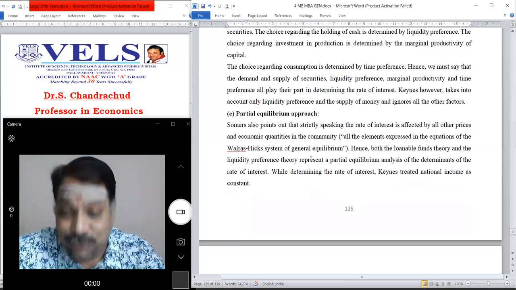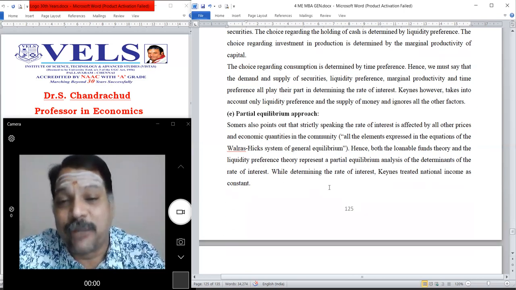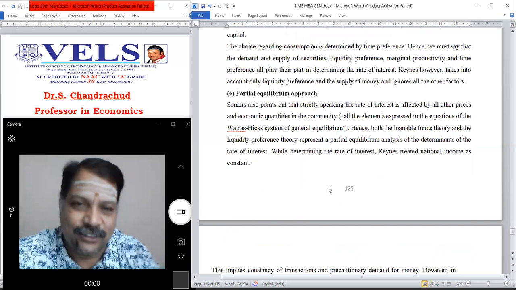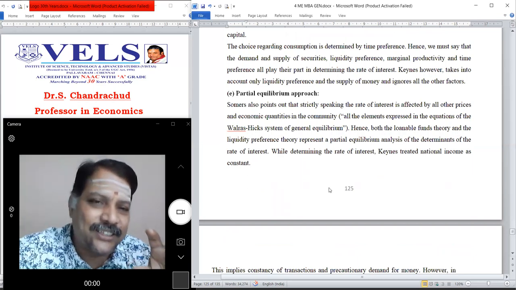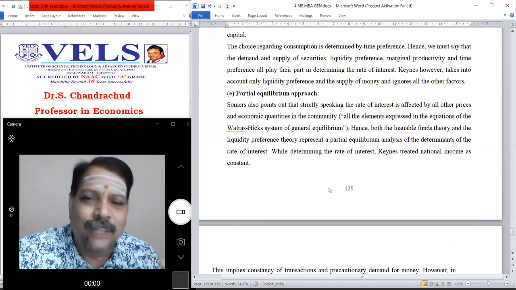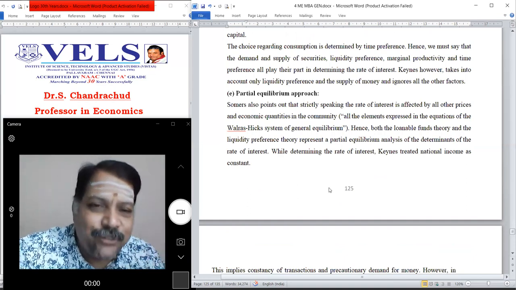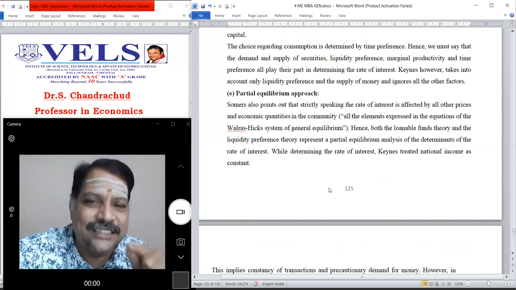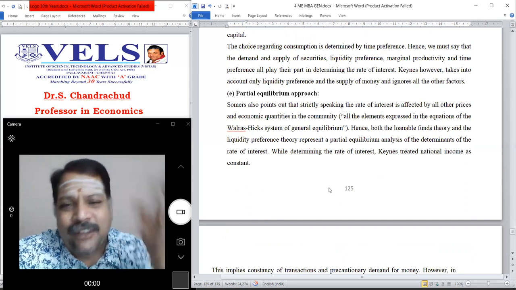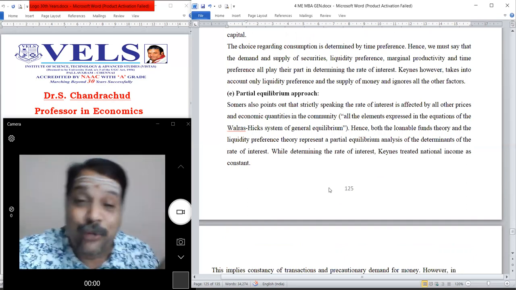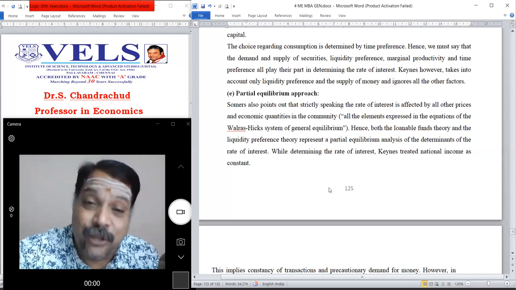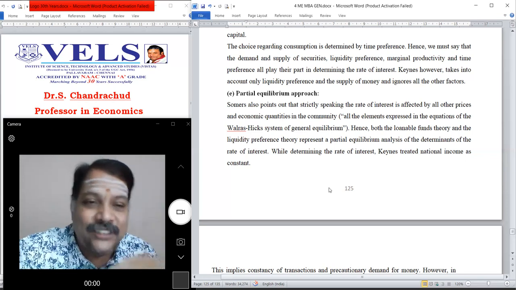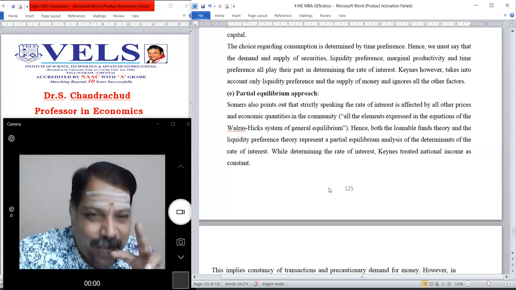One more important criticism is the partial equilibrium approach. Professor Somers rightly pointed out that the interest rate is affected by all other prices and economic quantities of the community. In his words, all the elements are expressed in the equations of the Walras and Hicks system of general equilibrium. But people insist only on general equilibrium, whereas a partial equilibrium approach also holds good, because that is a reality. Hence, both the loanable funds theory and the liquidity preference theory represent a partial equilibrium analysis.